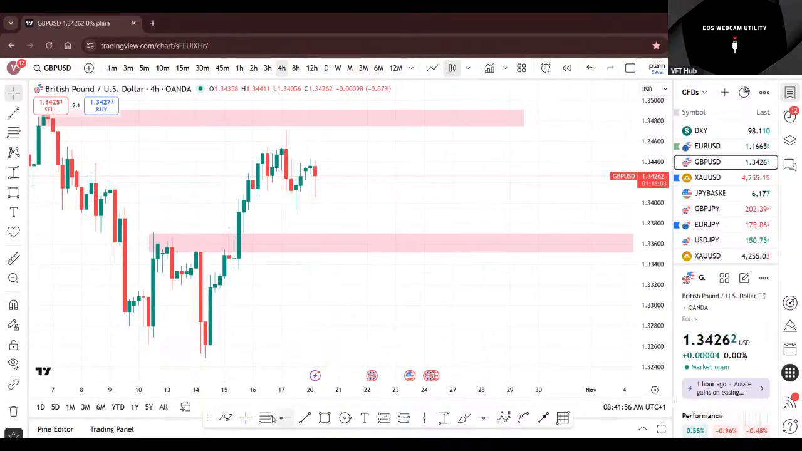So it's even GBP USD that I'll be more interested in selling, because if you look at the distance that's going to be covered, this is about 50 pips, you see, this is 56 pips.